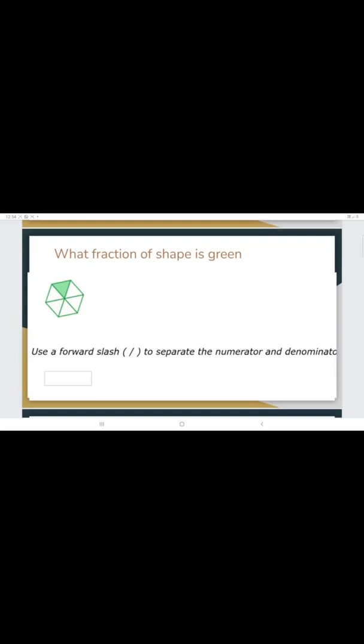What fraction of shapes is green? You can see there is one hexagon and there are some triangles in the hexagon, and one is shaded. So the numerator is 1, and there are 1, 2, 3, 4, 5, 6. So there are 6 triangles in the hexagon. So we will write 6 here. So 1/6 is the right answer to this question, guys. Let's go to our next question.